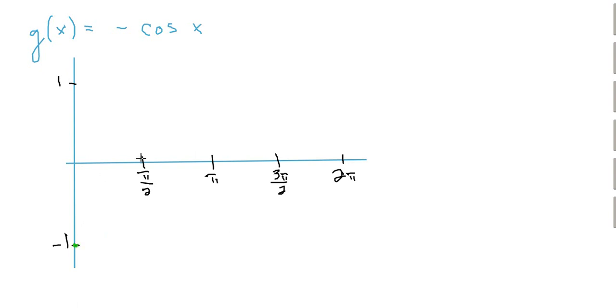Okay? And then at pi/2, it was staying right there at 0. That's not going to change. For pi, remember we had a point down here at -1? Well, now the point's going to be up here at 1 since we're reflecting over the x-axis. 3pi/2 stays at 0. And finally, 2 pi finishes down here.